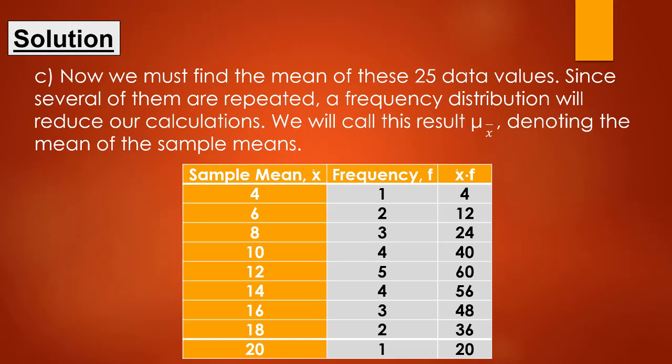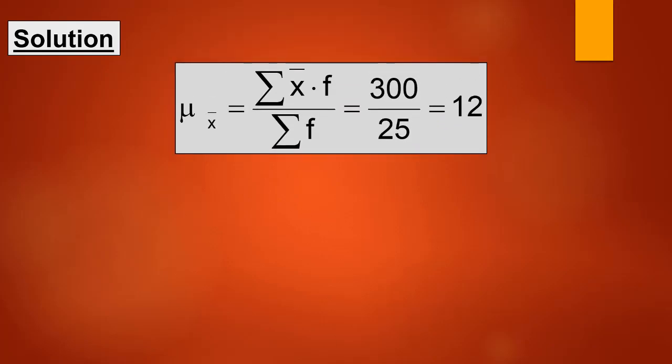Okay, so now what we do is we're going to add up all of those numbers in the last column. They add up to 300. And we divide by 25 because we had 25 of those means. So 300 divided by 25 is 12. That's our mu of x bar.